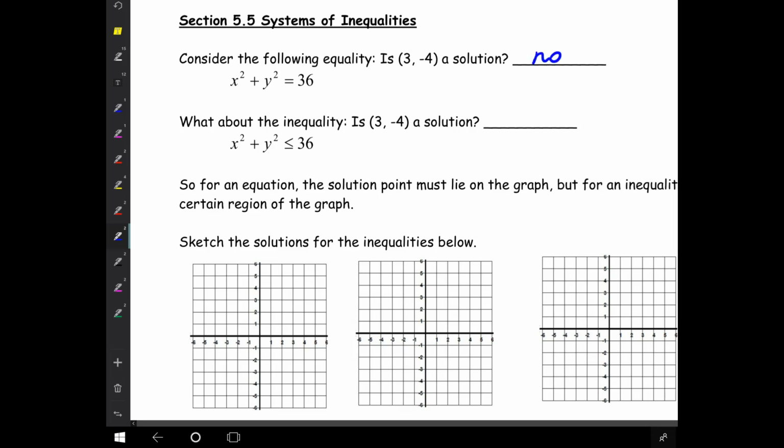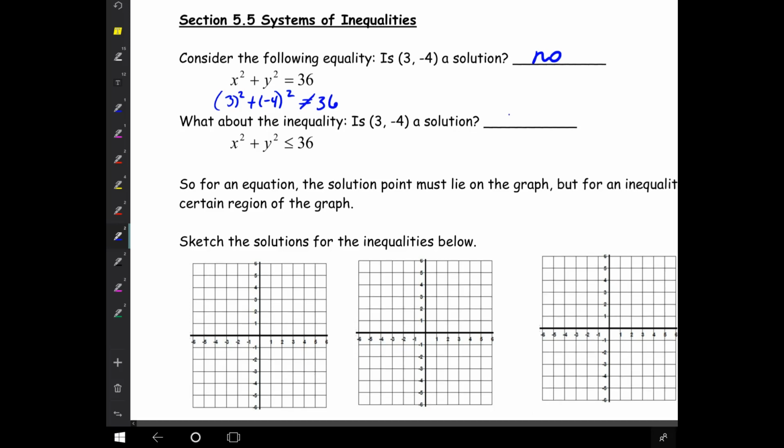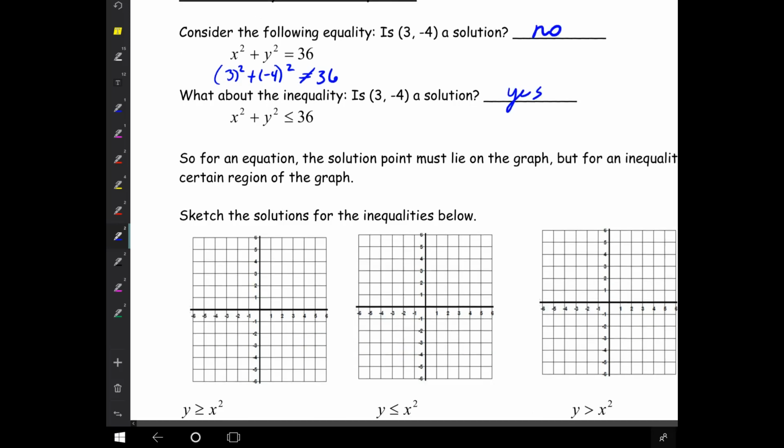You plug them in for x and y, right? And 3 squared plus negative 4 squared does not equal 36. Excellent. And then, Garrett, what did you say for the second one? Yes. What did you do to determine the answer was yes there? Well, I plugged it in, and then 25 is less. Excellent. 9 plus 16 gave him 25, and that is less than or equal to 36.